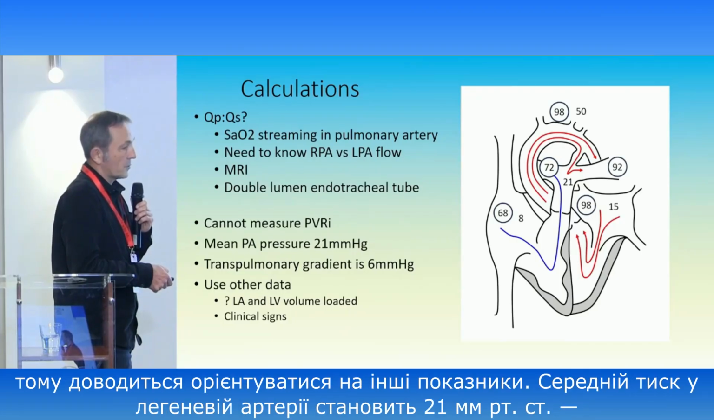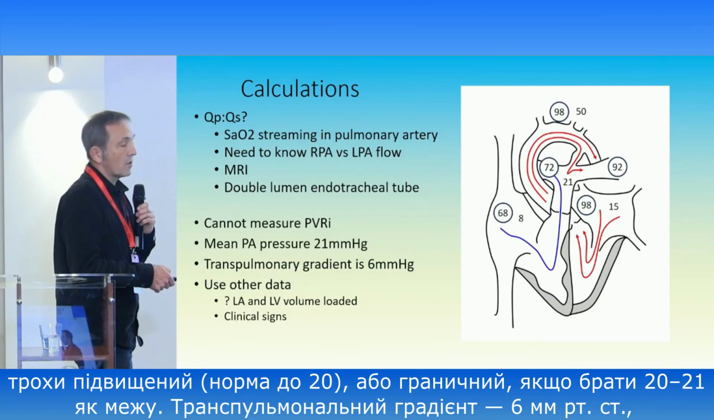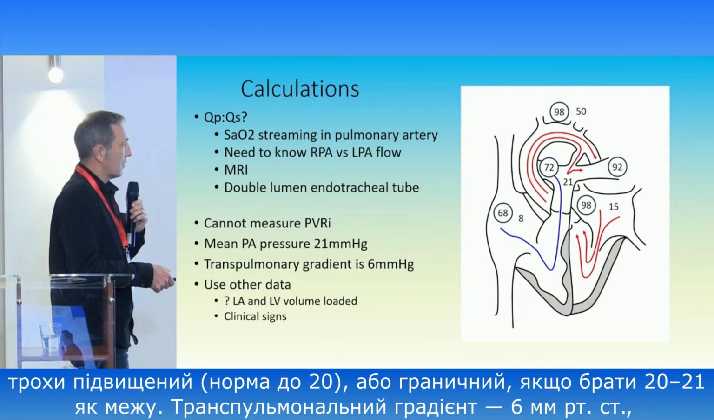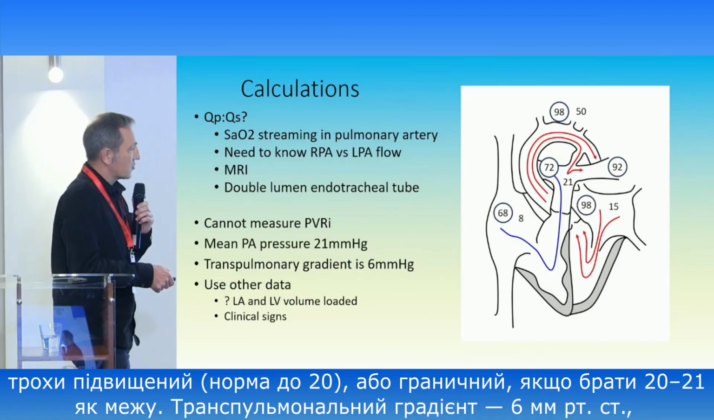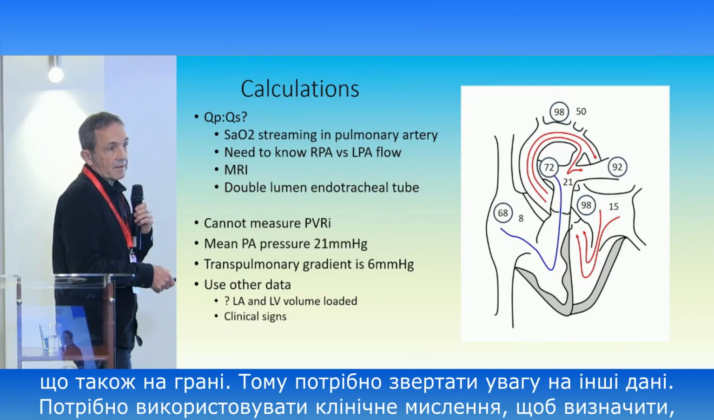The mean pulmonary artery pressure is 21. That's up a little bit if you take over 20, or it's borderline if you take between 20 and 21. So that's up a little bit. The transpulmonary gradient is also borderline. It's 6. It's right on the edge. So you have to look at other data.